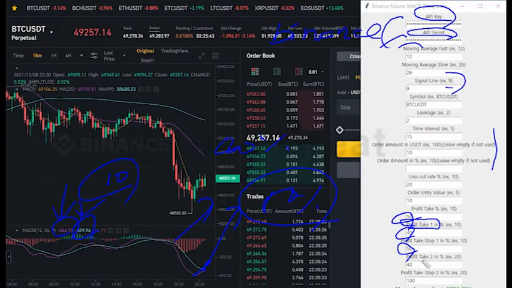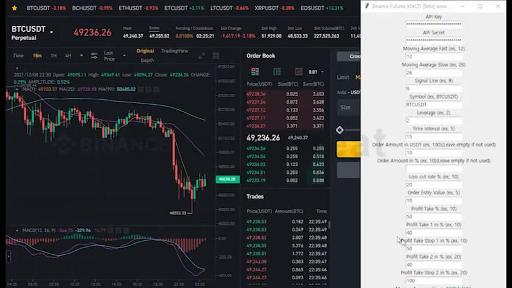And profit take two means that if your position reaches above 40%, then this will clear 100% of your position to secure the profit. Usually it is recommended to put a higher number here, like 50.